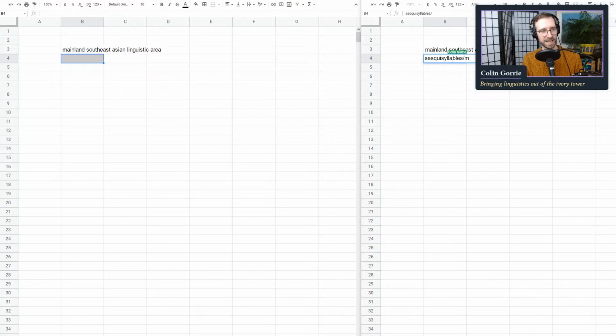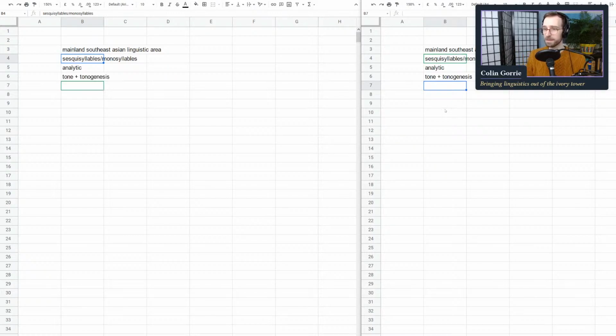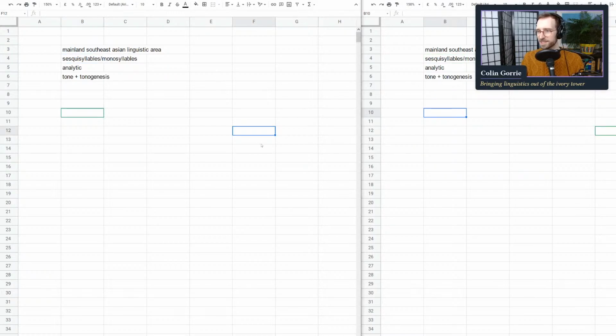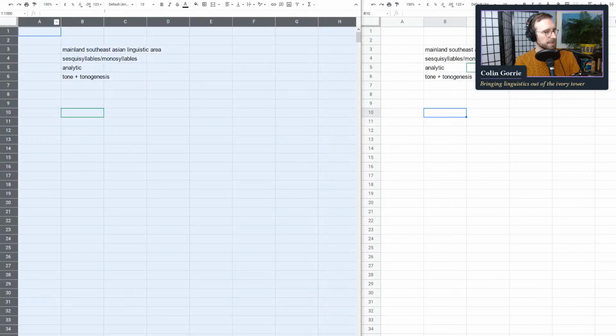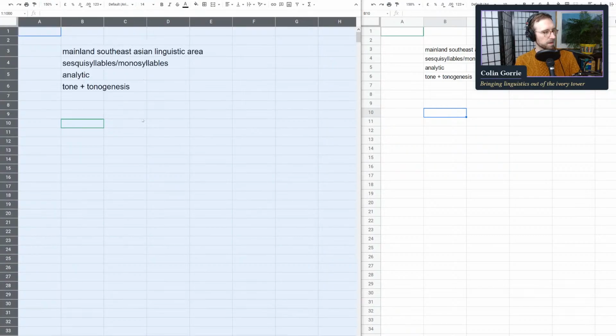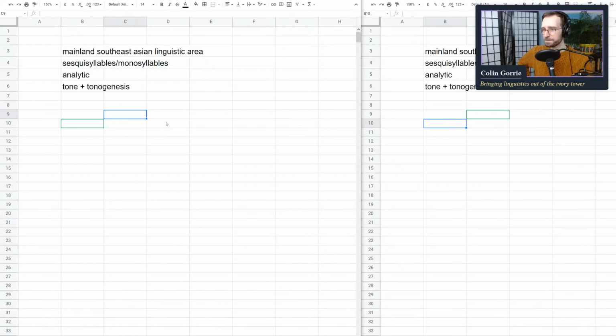Sesquisyllables, monosyllables, analytic, tone, and tonogenesis, the process of tone coming into being. Oh, yeah, you can still see it. It's fine. Maybe I'll just make this a little bit bigger. So that's the vague plan. It's going to be its own language family as well.